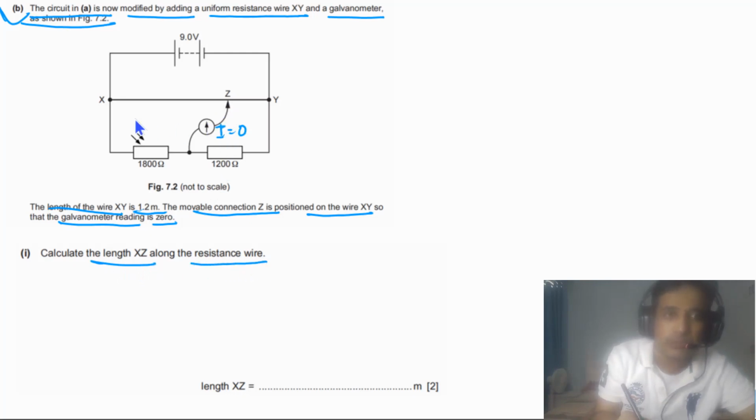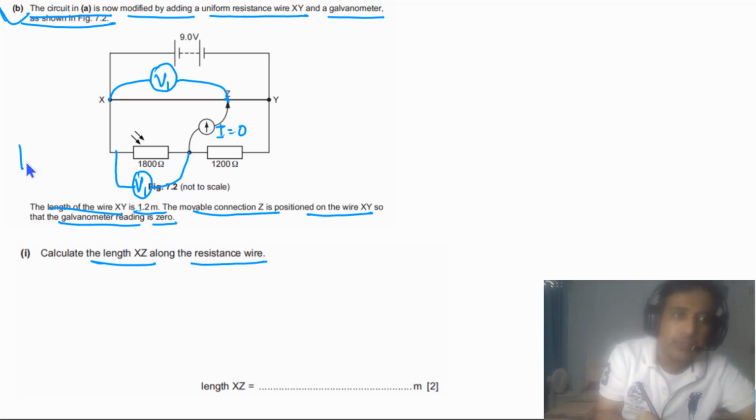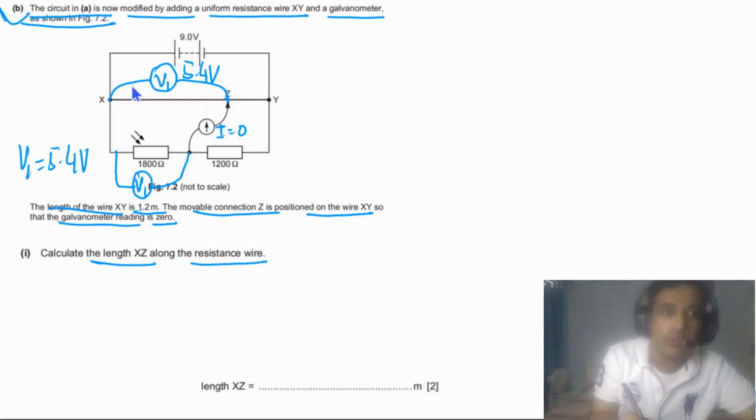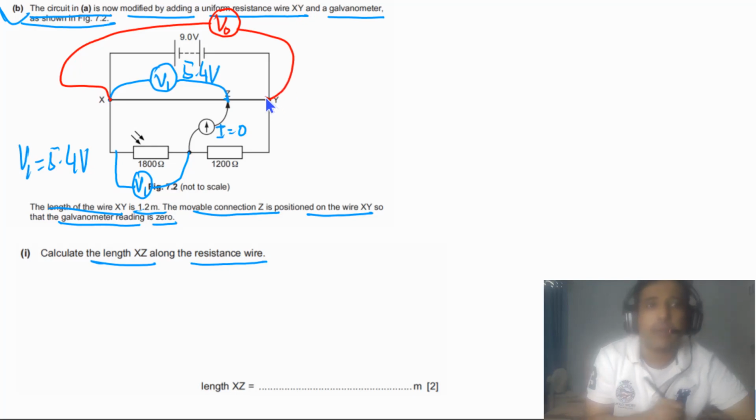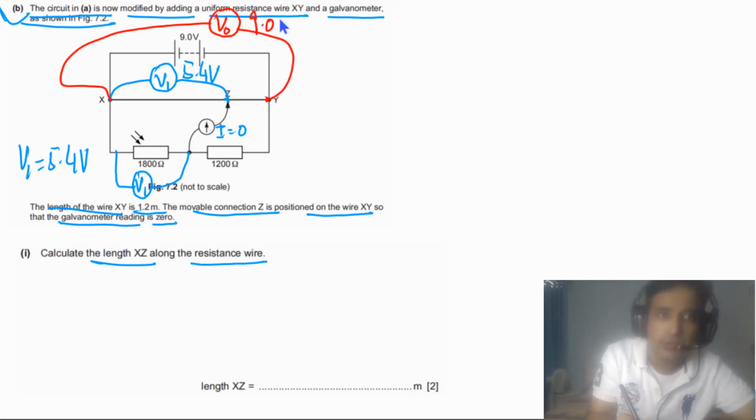As the reading here is equal to 0, it means that the PD between XZ, so we can draw a voltmeter here, PD across XZ is the same as PD across LDR, and PD across LDR we have already determined was equal to 5.4 volts. So it means the reading on this one is also 5.4 volts. We can also imagine a voltmeter connected here. Let's say this is V0. This is connected between these 2 points, X and Y. And the reading on this voltmeter has to be equal to 9.0 volts.